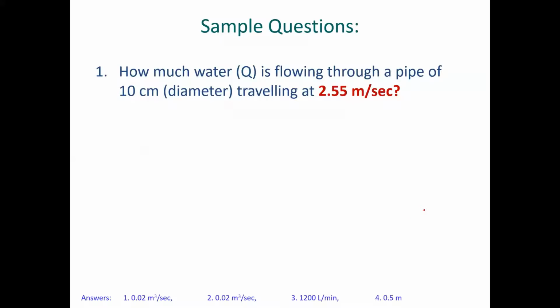So let's do a couple of sample calculations. Like I said, these can kind of get a little tricky when you're working with all the metric conversions. Okay. So this is asking how much water is flowing through a pipe. So let's just remind ourselves of what the formula is, right? So Q equals VA. So what do we have here? We're calculating Q. We have the velocity. So this here is the velocity, okay? And what we need to do is calculate A. So let's calculate A. A equals pi r squared.